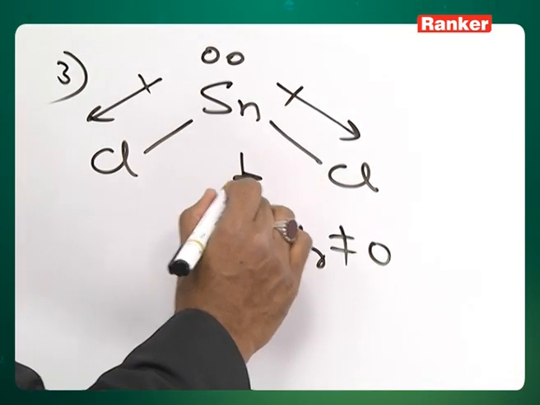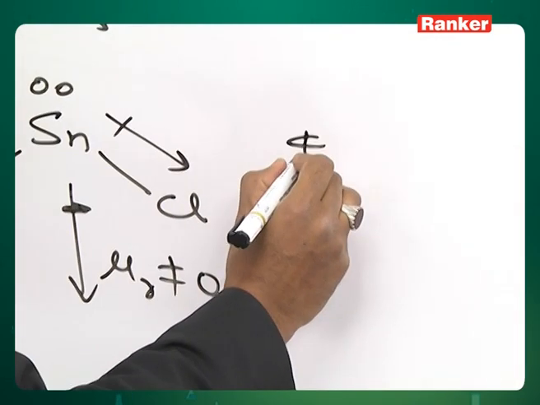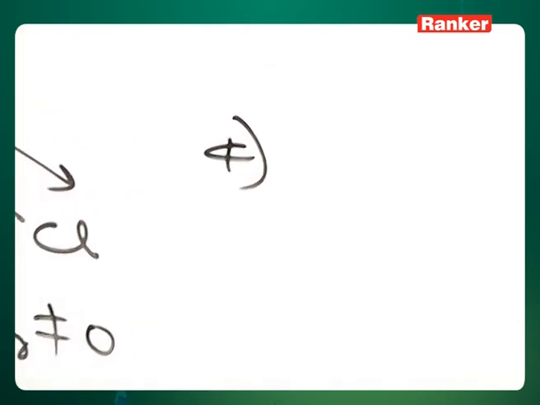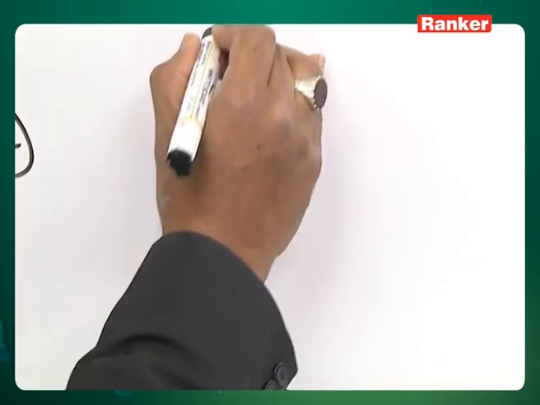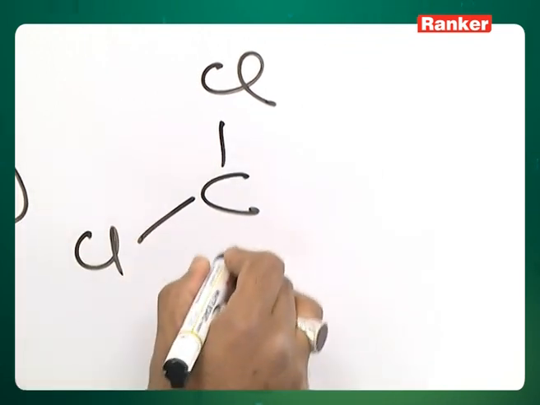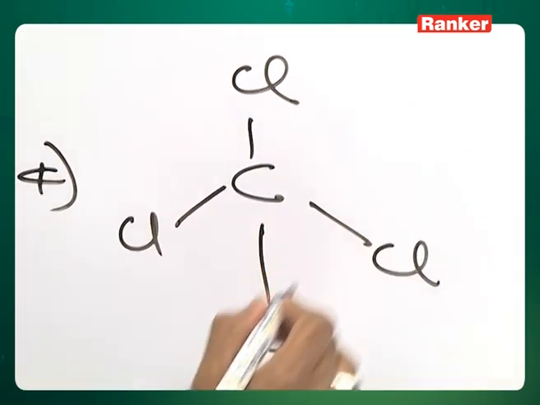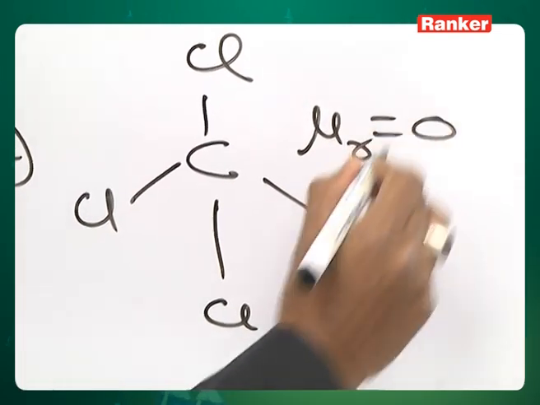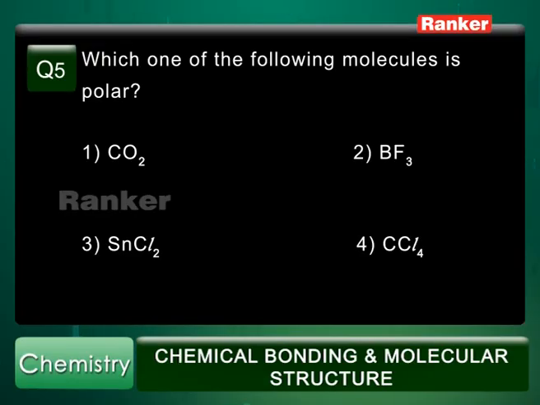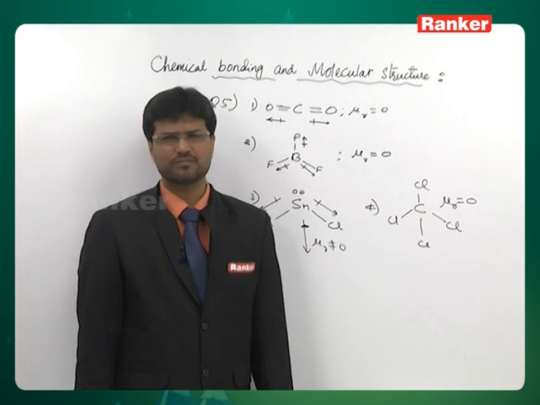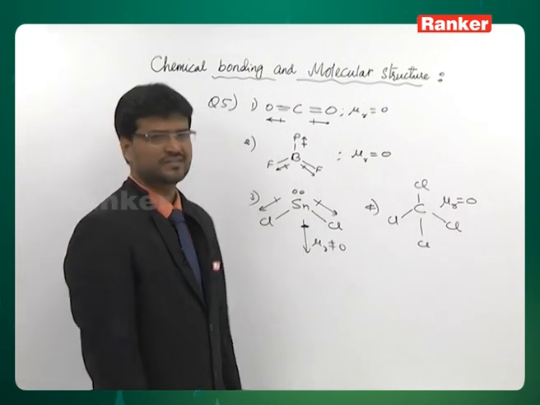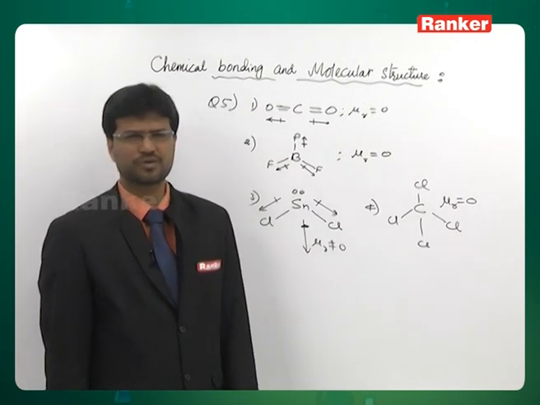But then what about this one? Fourth option is CCl4. This is a symmetric molecule having regular tetrahedral geometry. Because of regular tetrahedral geometry, mu r equals 0. So, the correct answer is third option, that is stannous chloride. Stannous chloride is polar as it has an angular shape. Had it been linear, it would have been non-polar, but actually it is angular. Due to its angular shape, it is a polar molecule.